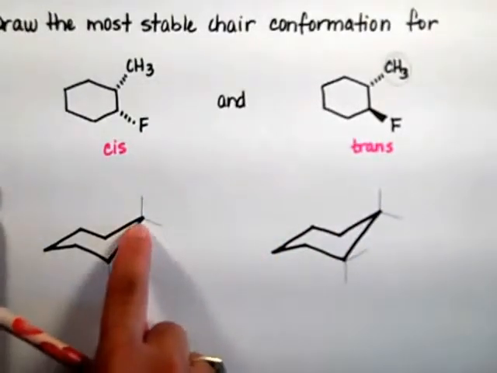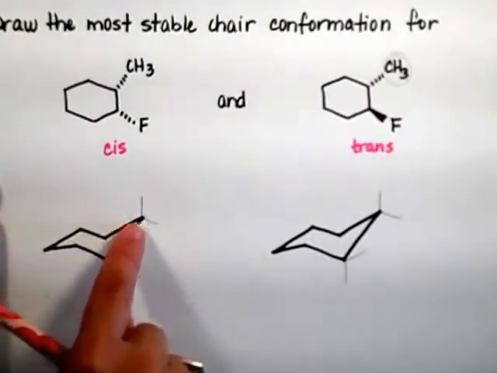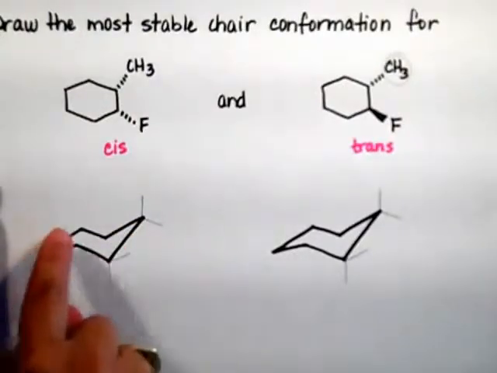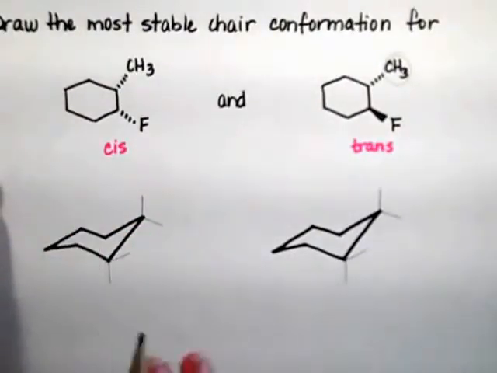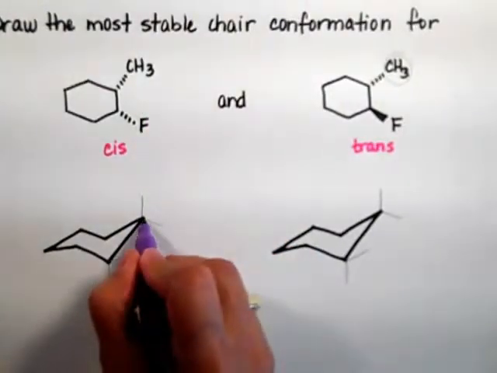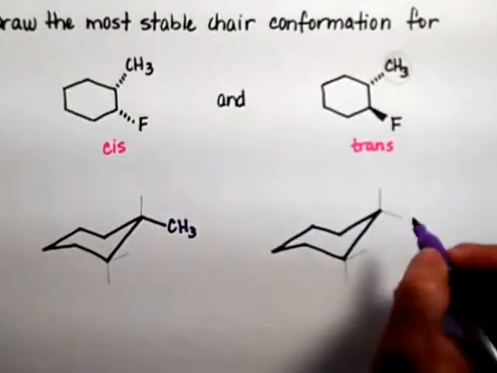Remember, this is my favorite carbon, and I know that on that carbon the axial goes straight up, the equatorial goes straight down. So then I alternate up and down, going around the chair. Alright, so we said that the methyl was bigger than the fluorine atom. So I'm going to put my methyl on the equatorial position. I'm going to do that for both.